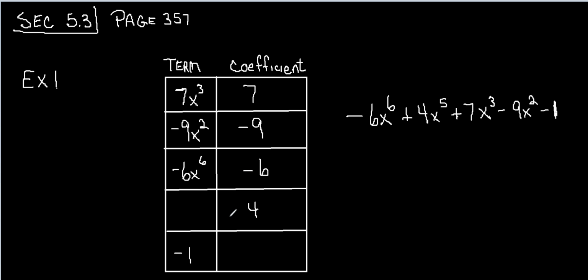And what else do we have here? The coefficient is 4, so the term there is 4x to the 5th. And the toughie here, if the term is -1, this last one here, what's the coefficient? The coefficient would be -1. You can look at this as being -1 times x to the 0 power. But x to the 0 power is 1. 1 times -1 is -1. So the coefficient would be -1. Okay, that's it for that table.